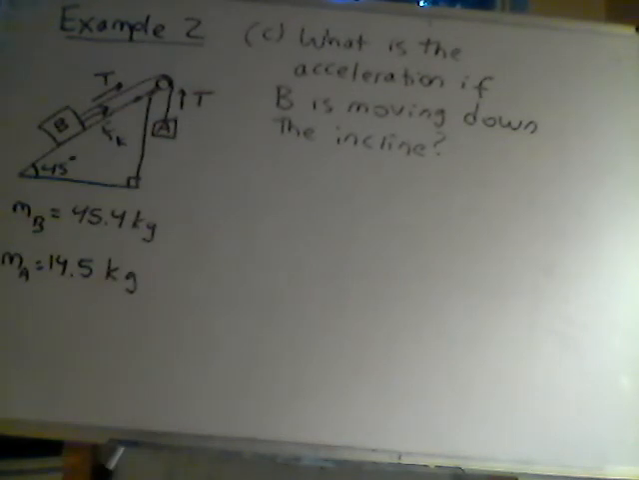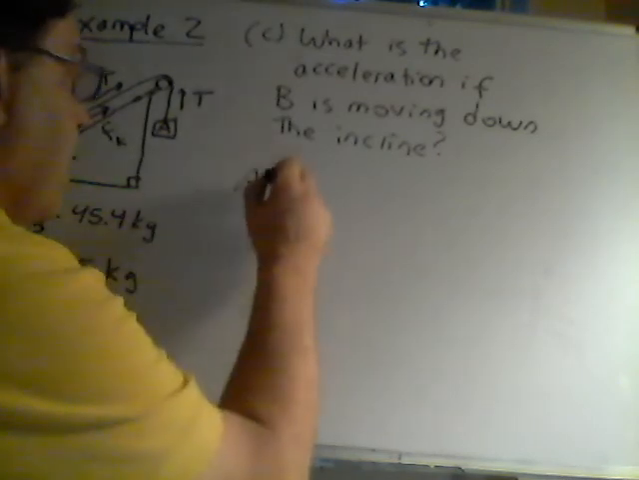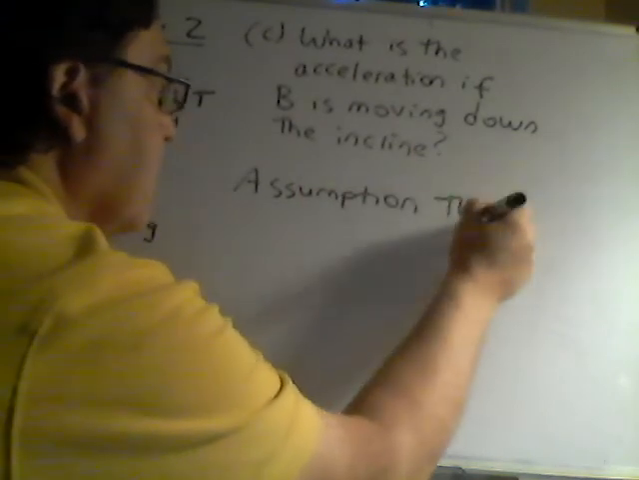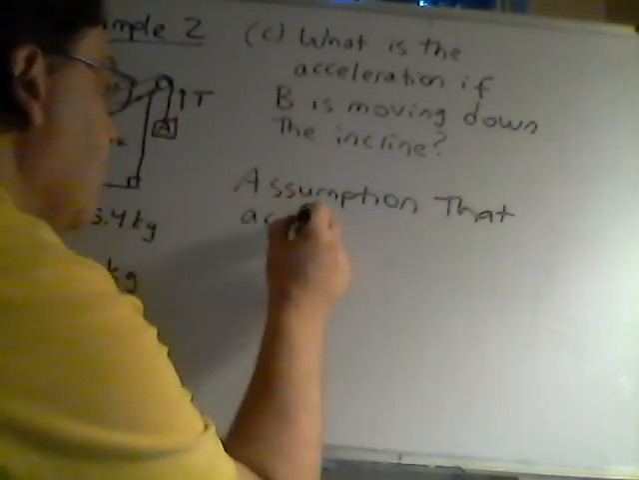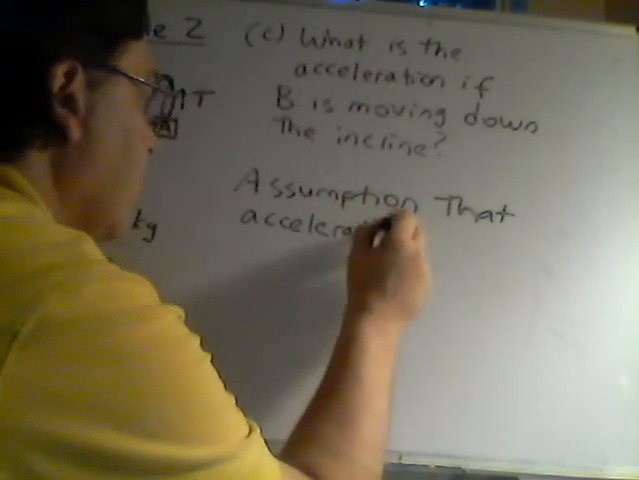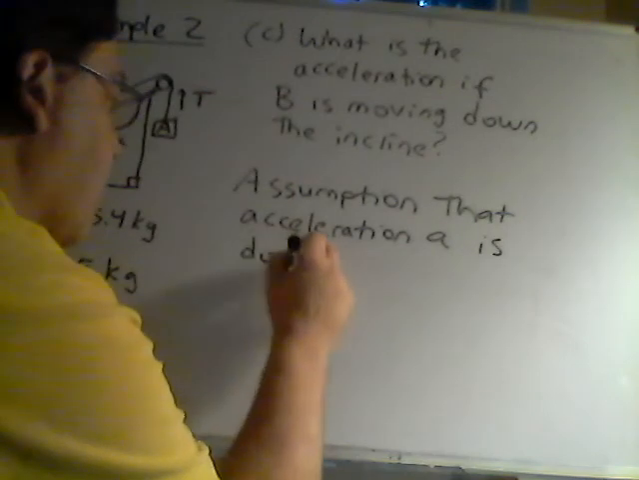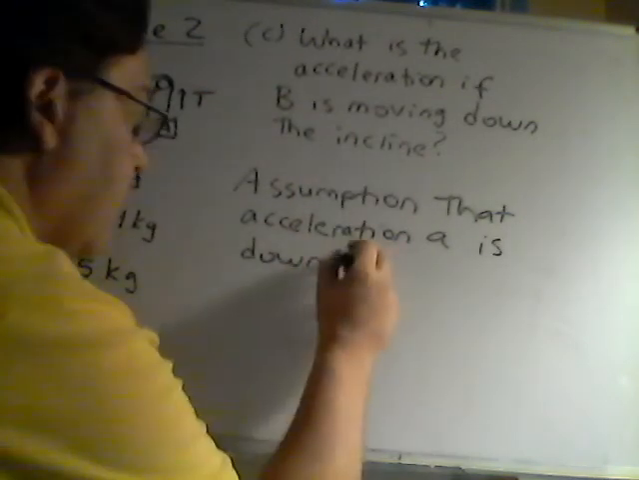All right? So now I'm going to make the assumption that the acceleration is now down the incline. I always like to make the assumption that the acceleration is going with the initial velocity. I mean, it's a personal choice. But anyway, I'm going to make the assumption that acceleration A this time is down the incline. If I'm right, then my answer is going to be positive.